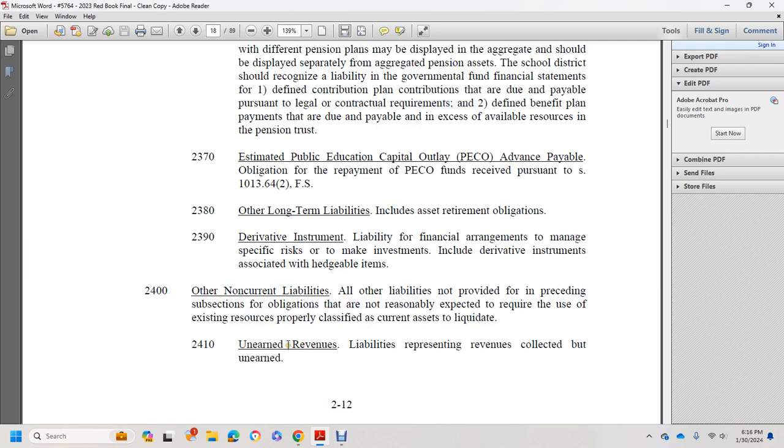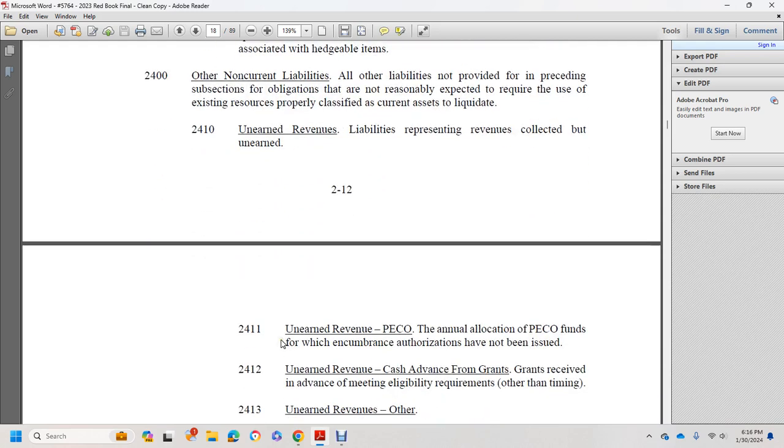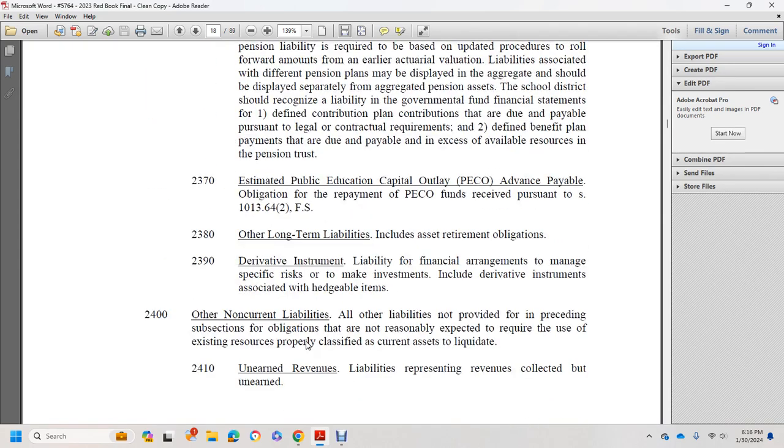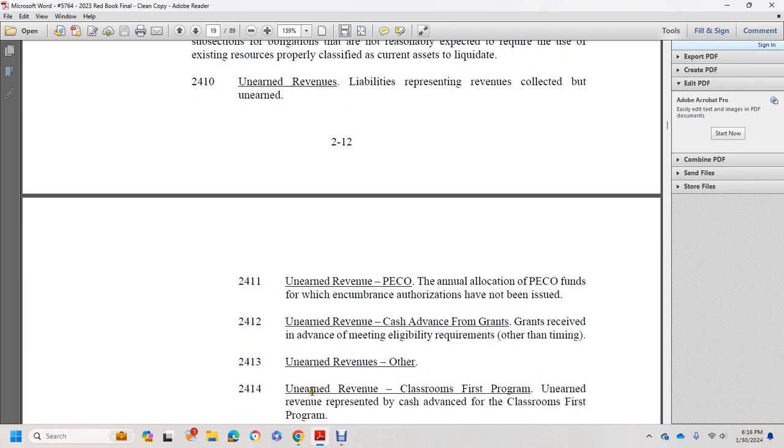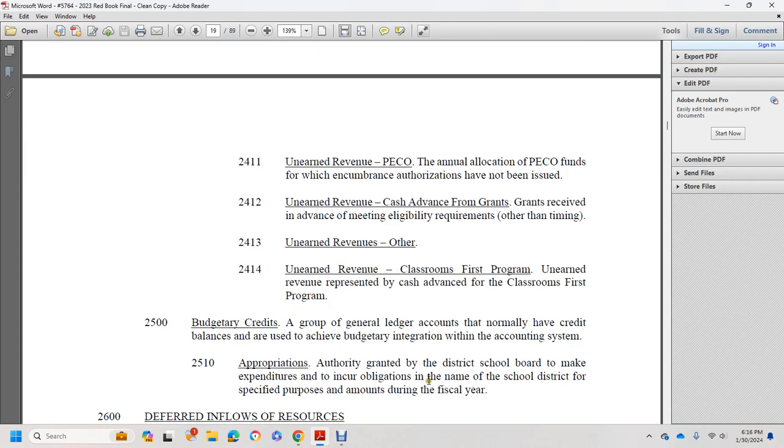2410 unearned revenues, liability representing revenues collected but unearned. 2411 unearned revenue, public education capital outlay, with the annual allocation of public education capital outlay funds for the encumbrance for the authorization that has not been issued. 2412 unearned revenue, cash advance from grants received in advance of meeting the eligibility requirements other than timing. 2413 unearned revenue, others.